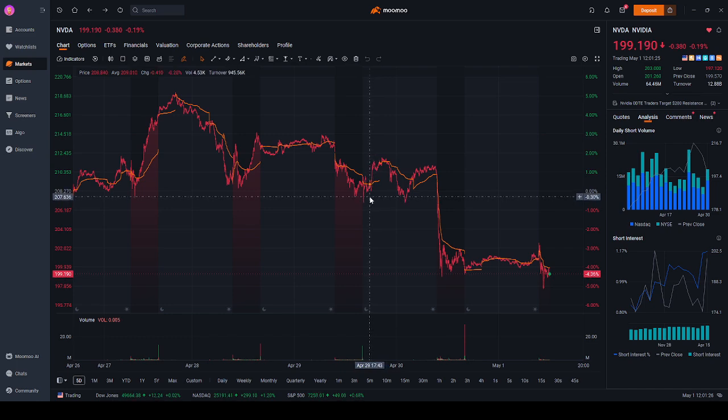First, log into your Moomoo account and navigate to the chart of the stock you want to analyze. Once the chart is displayed, look for the Tools panel on the right. You can use the horizontal line tool to mark potential support and resistance levels.